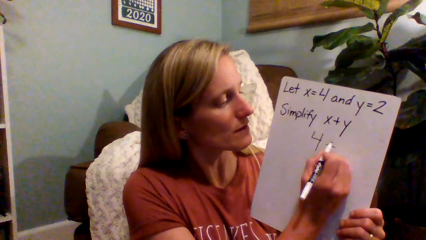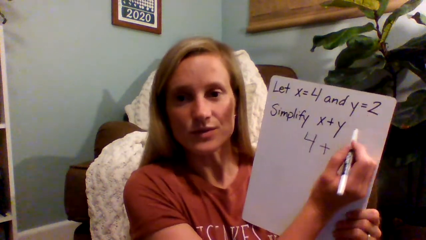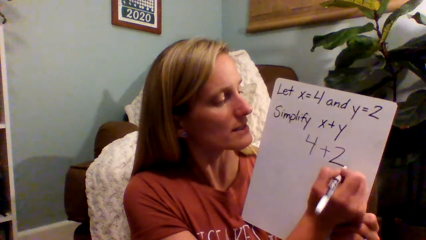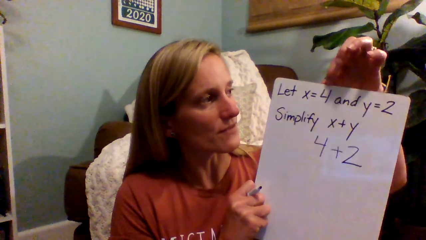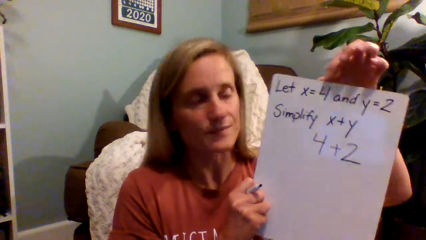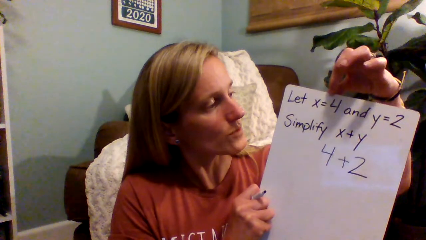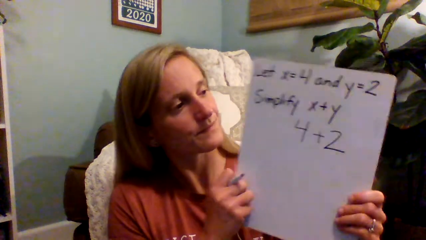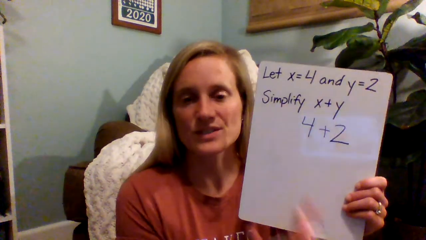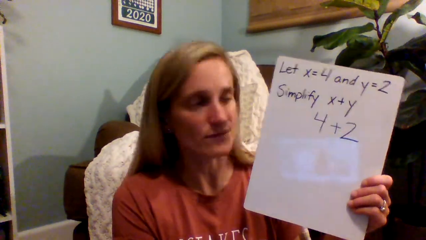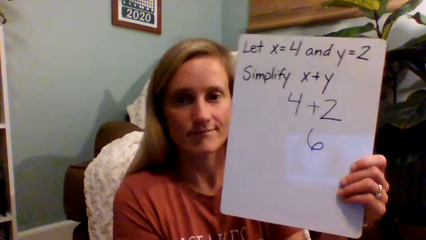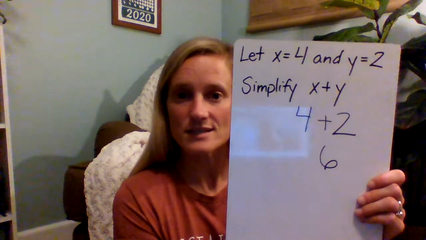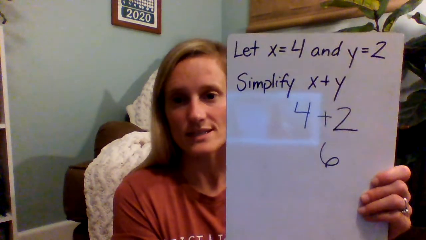So x was 4. If I look up here, y is 2. So instead of writing y, I want to write the number that y is equal to. All I've done is replace my variables with the values that I was given. x is 4, so I replaced the x with the 4, and y is 2, so I replaced the y with the 2. Now I just follow the order of operations, which in this case, there's not really any order that I need to follow. There's only one thing going on, and that's 4 plus 2, which is 6. So my answer is 6. Because x was 4 and y was 2, x plus y is equal to 6.